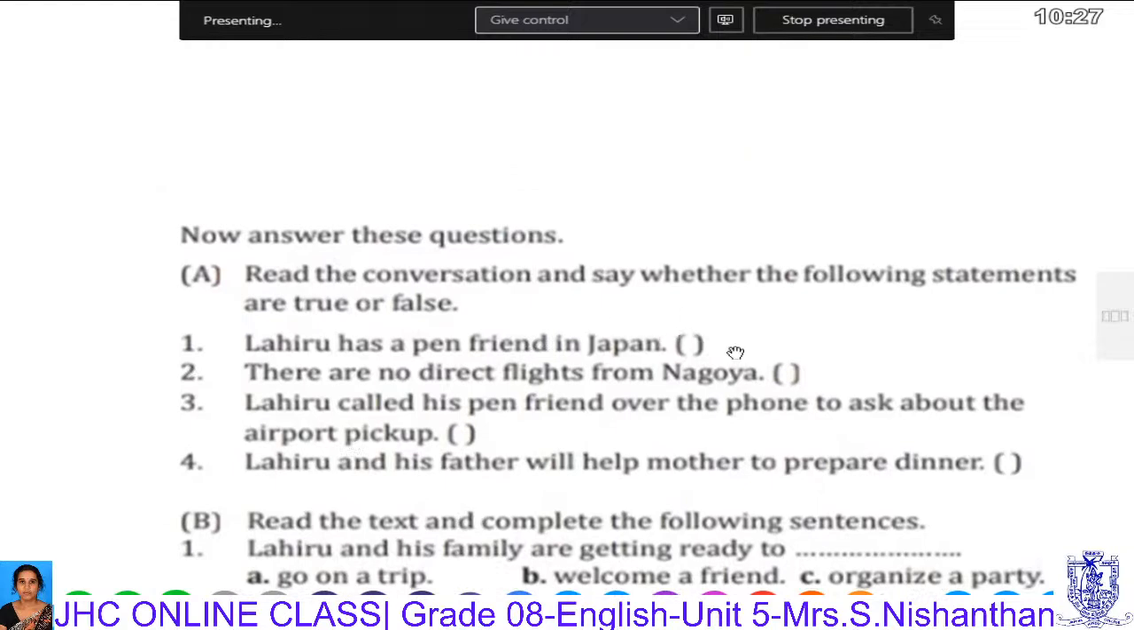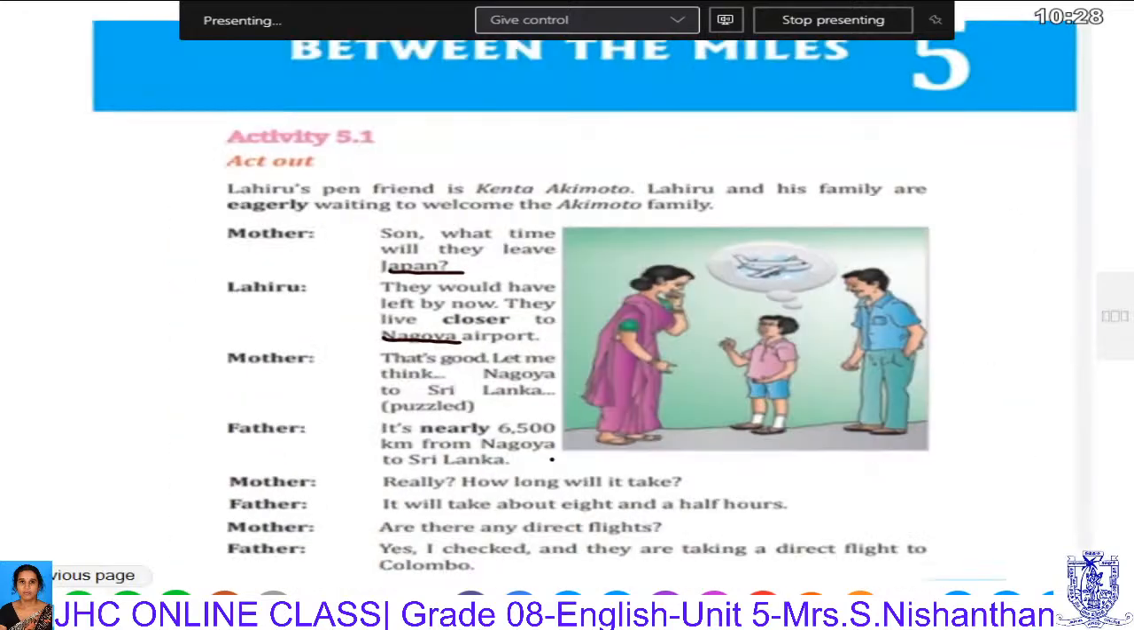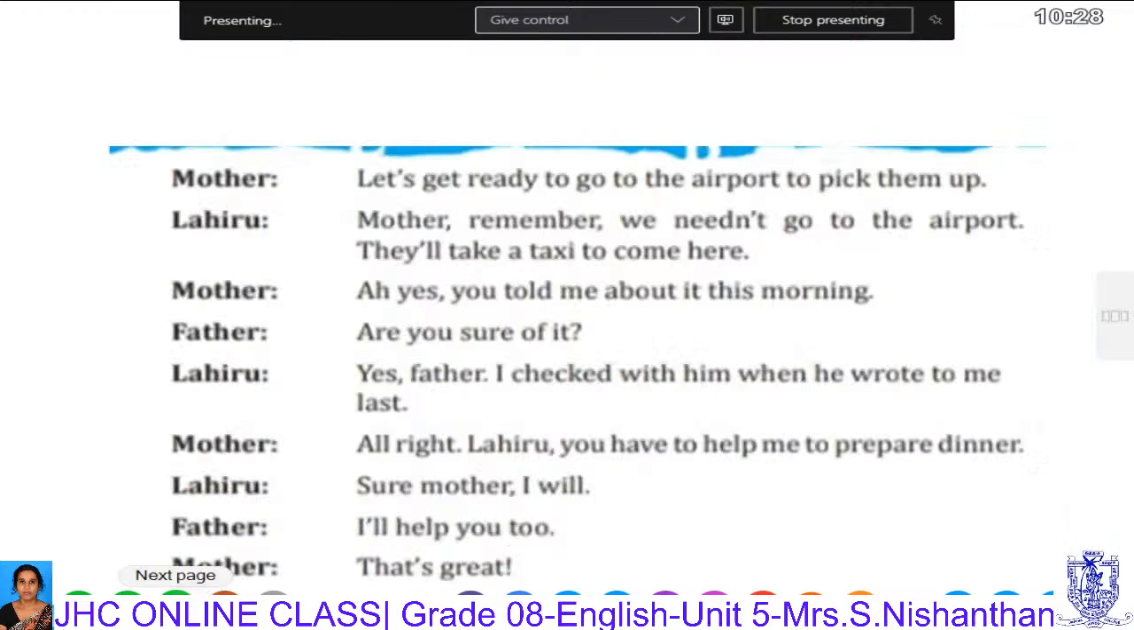Lahiru has a pen friend in Japan. What do you think about it? Whether it is true or false? True, it is true. There are no direct flights from Nagoya. No, they are coming by a direct flight. In this conversation they said that. How are they coming? Are there any direct flights? Yes. So, no is the wrong answer.